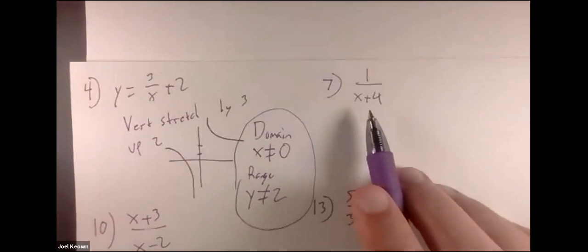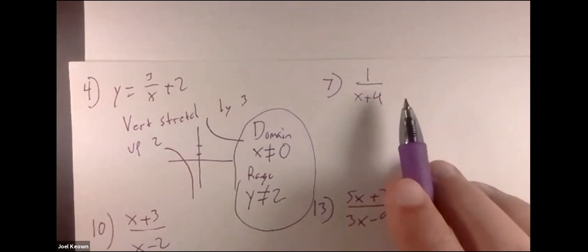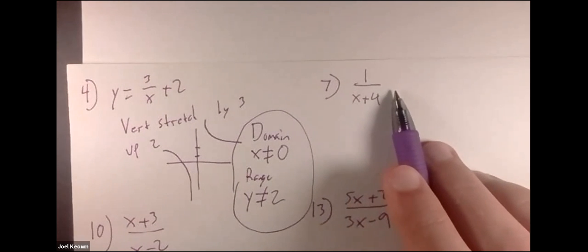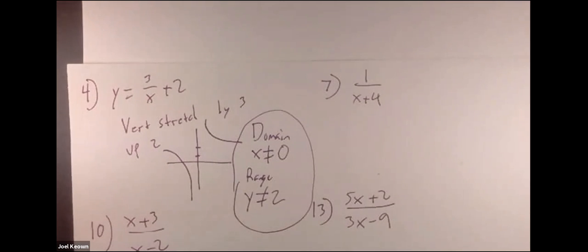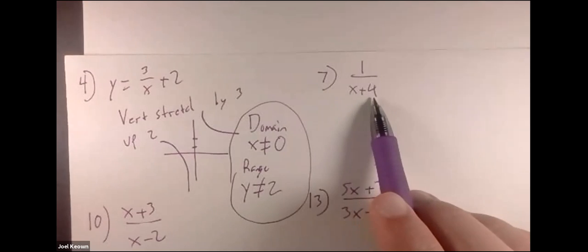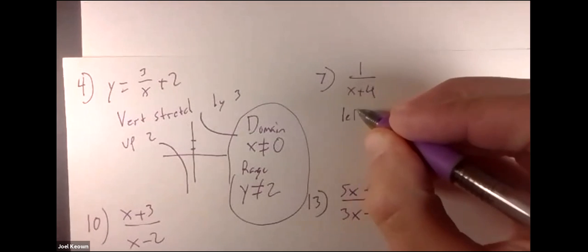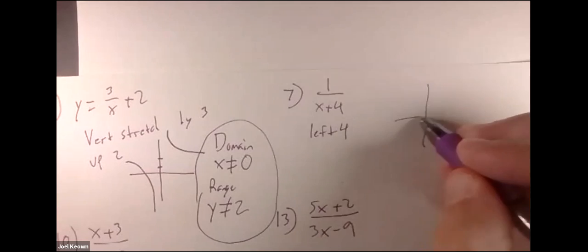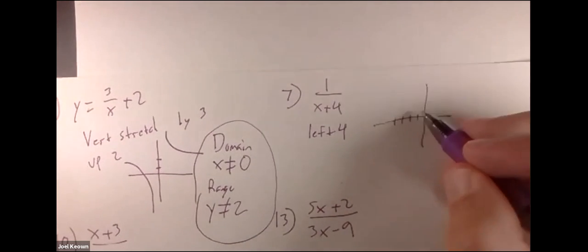If I look at number 7, it is actually in the same form as number 4. There's no number added to the end, which means it's not shifted up or down at all. There's just a 1 on top, which means there's no vertical stretch or compress. The only thing is a +4 there. +4 there means left 4. Well, if I graph it left 4, 1, 2, 3, 4.